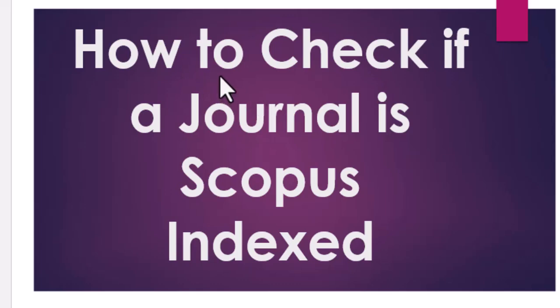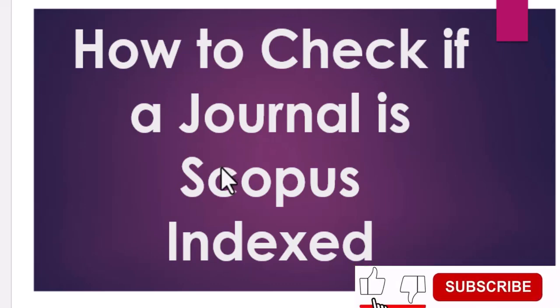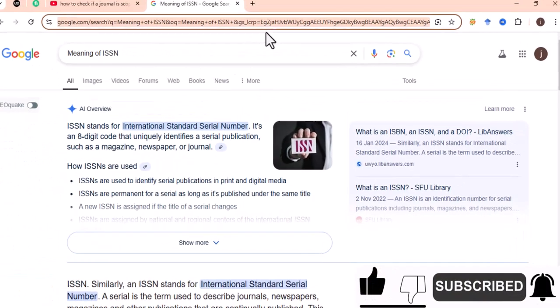Today we are going to learn how to check if a journal is Scopus indexed. So maybe you want to publish in a journal, but you want to publish in a journal that has already been indexed in Scopus. So how do you go about checking whether a journal has been indexed in Scopus or not?